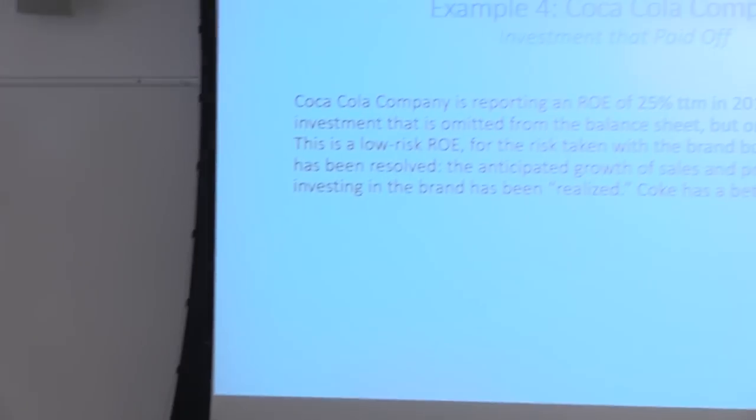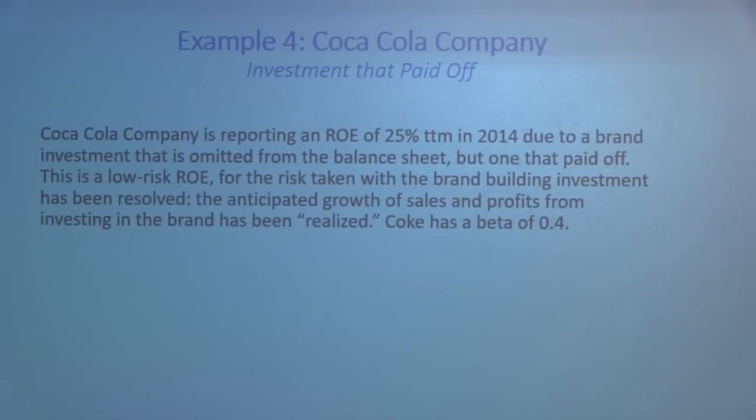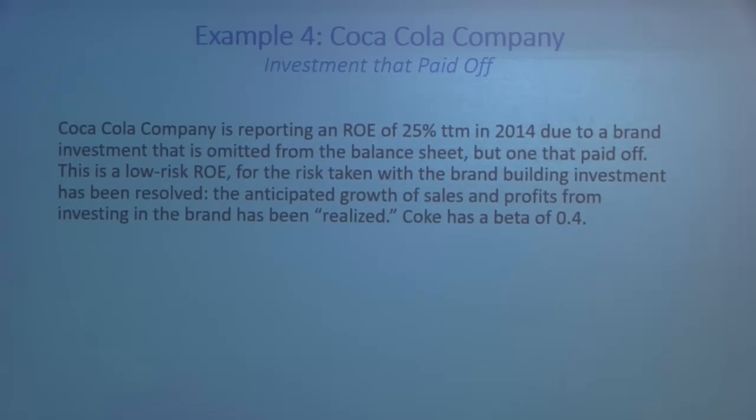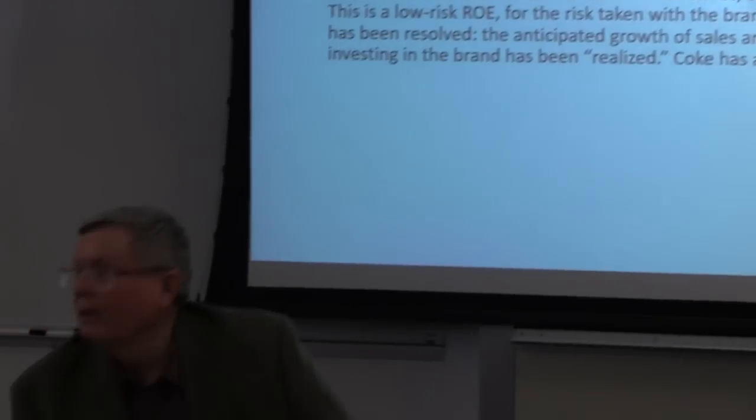Coca-Cola, now here's a company with a very high rate of return, okay? It looks very profitable. Why? Because it has a brand. Its earnings from the brand are coming through the income statement, but the brand is not on the balance sheet. Very high book return. The beta is 0.4. Okay? So there's the connection of the accounting, the book rate of return, to risk.